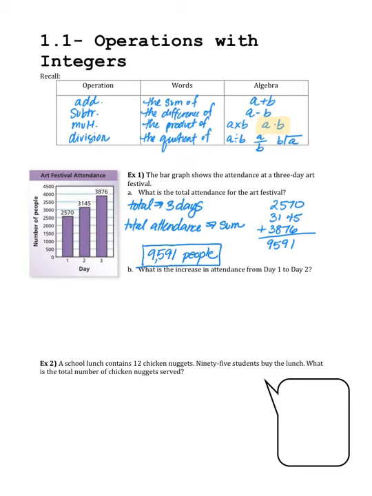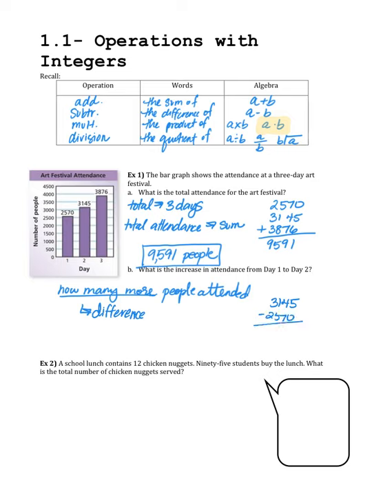What is the increase in attendance from day 1 to day 2? So now you want to find out how many more people attended. So think about when it's increase, how many more people attended on day 2 rather than on day 1. So in this case, the phrase how many more, we're going to be looking at finding the difference. So then from here, we're going to take the 3,145 from day 2 and subtract 2,570. So by doing this, we're going to end up with 575. So the increase in attendance from day 1 to day 2 is 575 people.